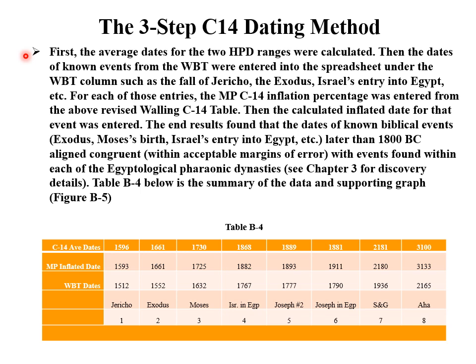Then the calculated inflated date for that event was entered. The end results found that the dates of known biblical events, Exodus, Moses' birth, Israel into Egypt, and many, many more, later than 1800 BC, aligned congruent within acceptable margins of error with events found in each of the Egyptological pharaonic dynasties. See Chapter 3 for discovery details. Table B4 below is a summary of the data and supporting graphs.